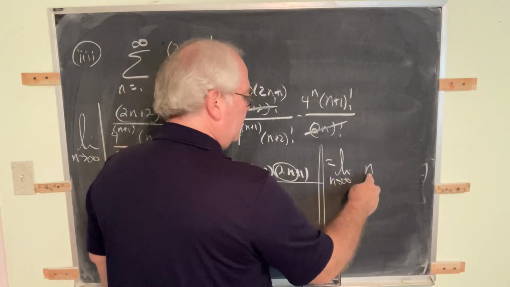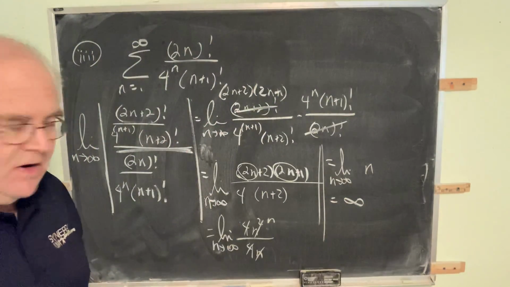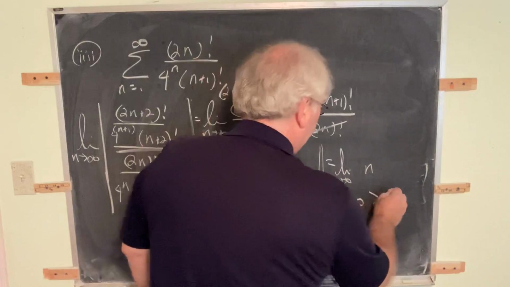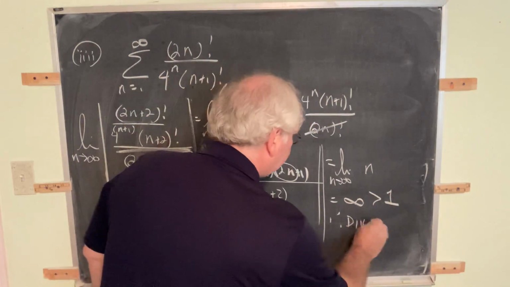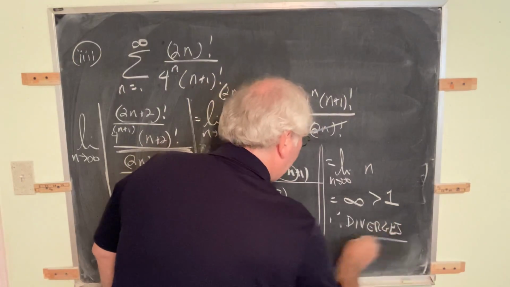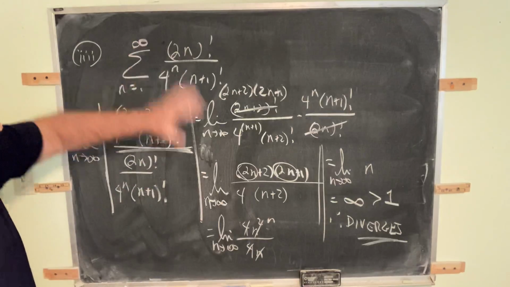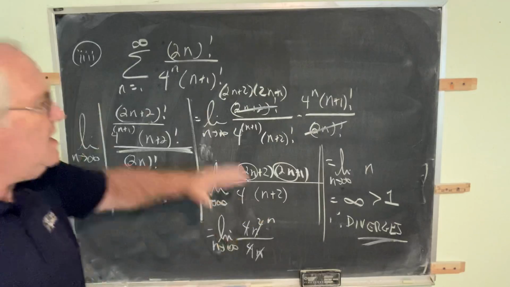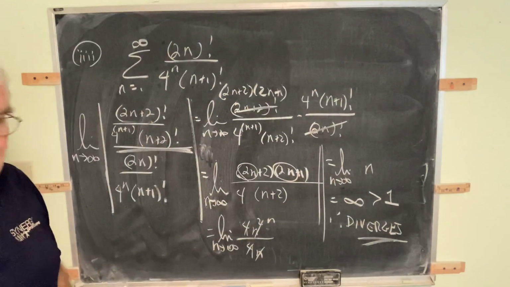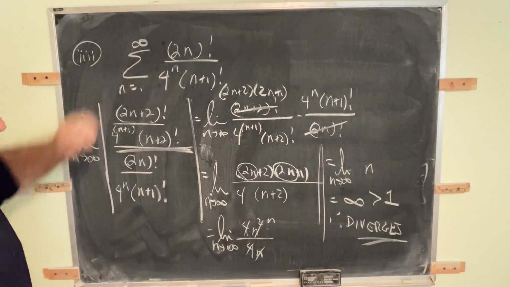As n goes to infinity, n goes to infinity. And I don't know all the mathematics in the world, but I know infinity is bigger than 1. So therefore, this series diverges. Now, it doesn't need to be infinity. Any value bigger than 1. If this had worked out to be 6, 6 is bigger than 1, it diverges. So any value greater than 1 is indicating that this series diverges.